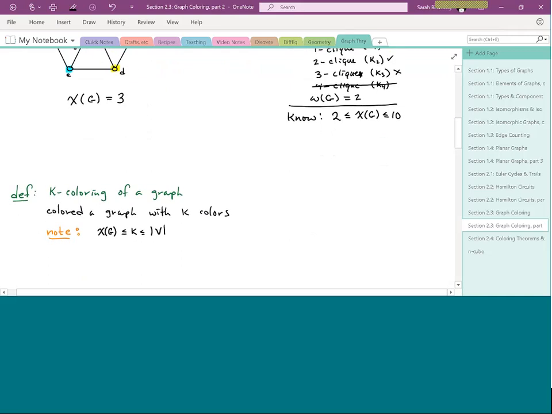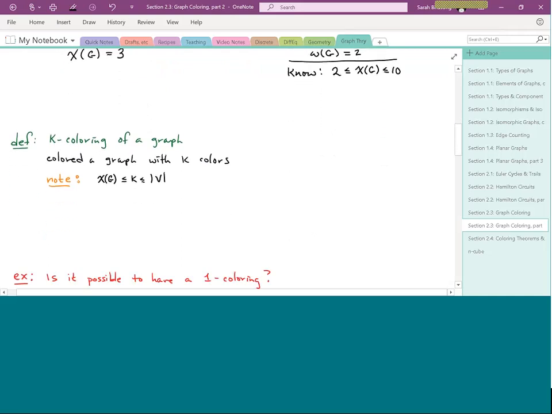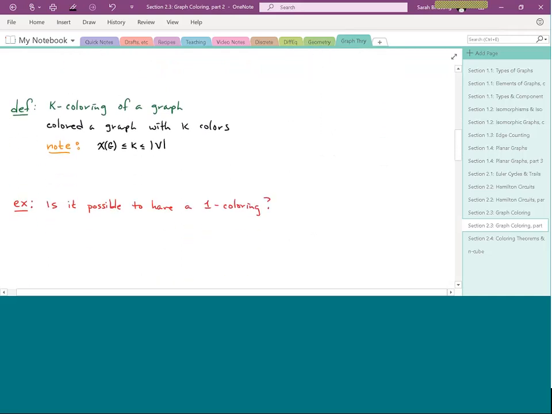So that was what we had just talked about. All right, so the next question that we have here is, what do you think? Is it possible to find a graph that could have simply a 1 coloring?